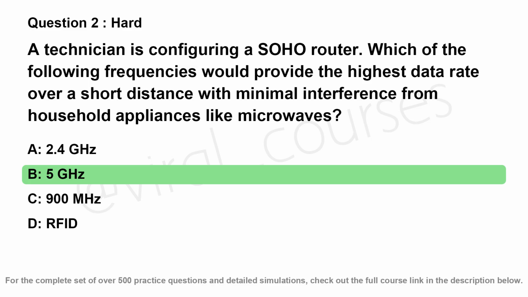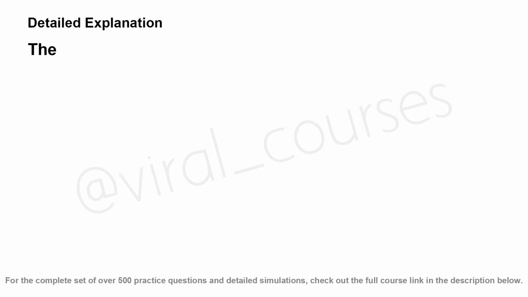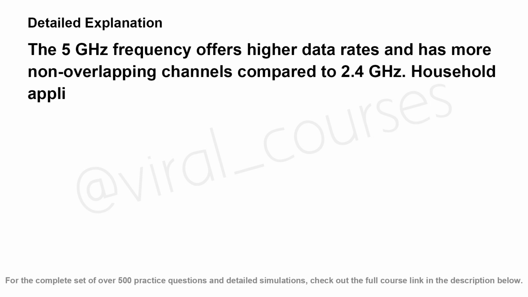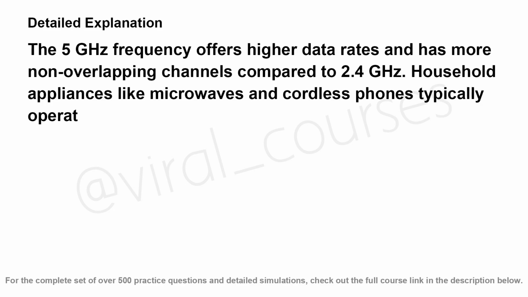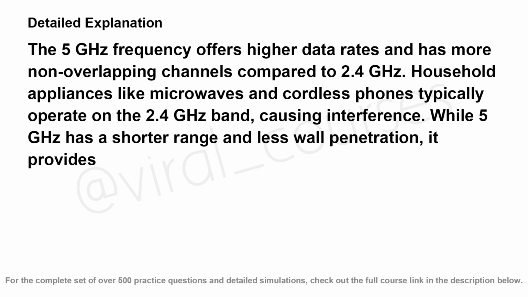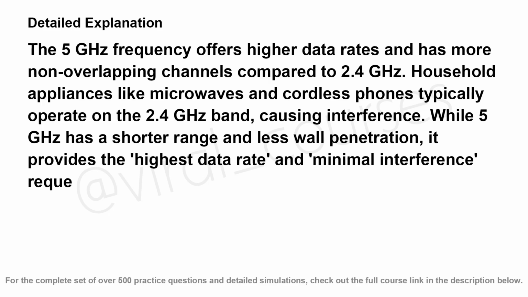The correct answer is B. The 5 GHz frequency offers higher data rates and has more non-overlapping channels compared to 2.4 GHz. Household appliances like microwaves and cordless phones typically operate on the 2.4 GHz band, causing interference, while 5 GHz has a shorter range and less wall penetration. It provides the highest data rate and minimal interference requested in the scenario.